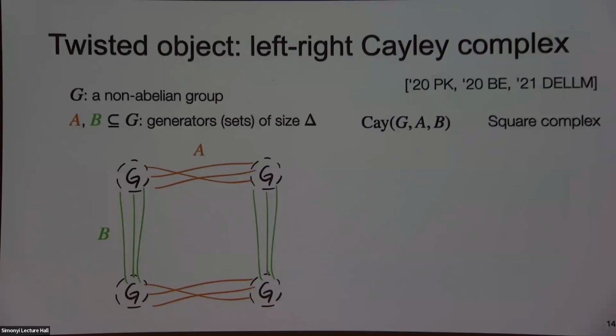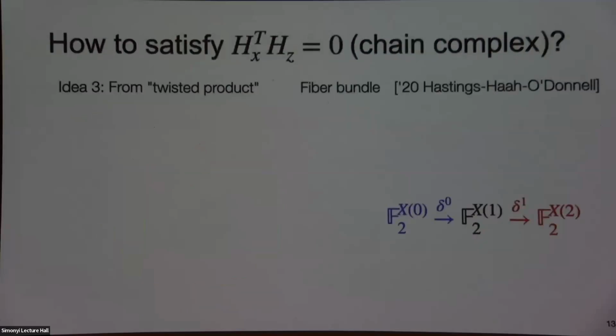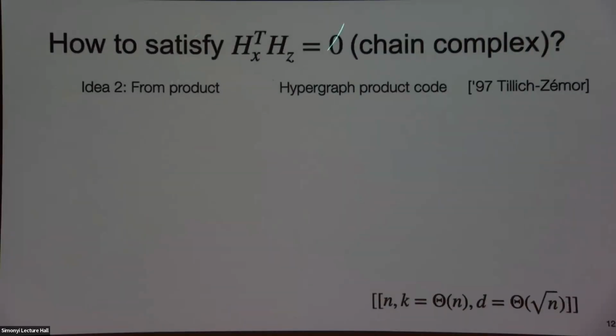I was just following up on Jan's question, to understand what's going to go on with the actual code design using this product. I don't yet understand where the product structure comes in, but maybe I'll ask about this later. The product structure is used to satisfy this HX transpose times HZ condition. Our entire goal right now is to build these two matrices HX and HZ so that they compose to zero.